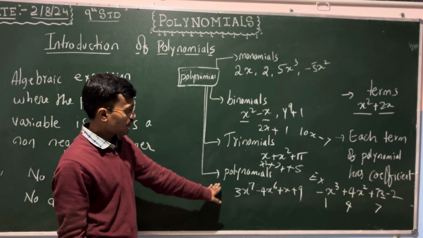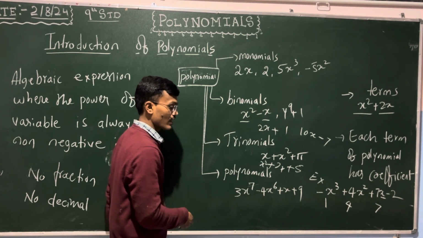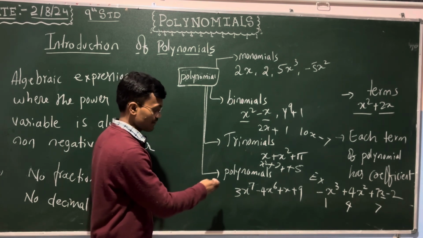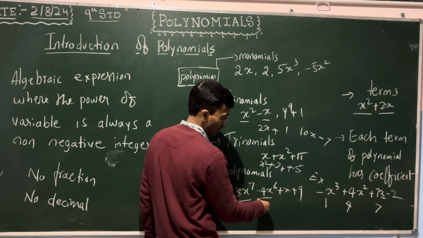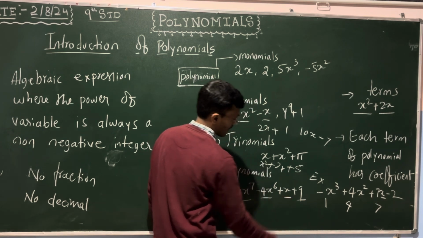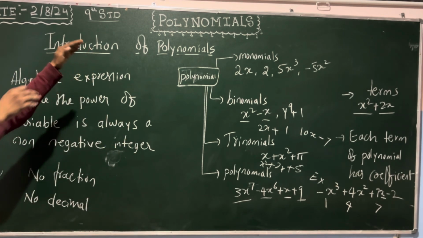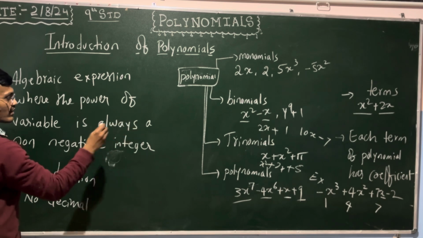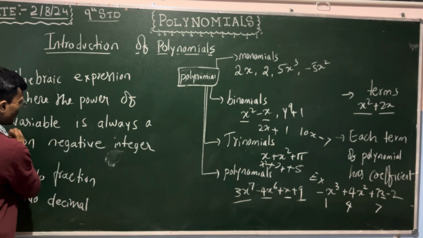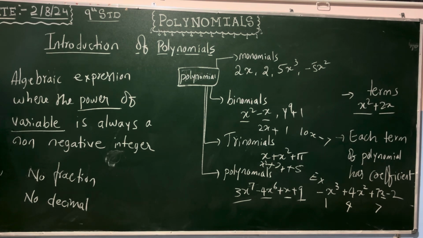The fourth one is called polynomial. In a polynomial, more than 3 terms are present, for example 3x raised to 7, 4x raised to 6, x and 9. This is called a polynomial. In a polynomial, there are some conditions. The variable consists of a power, and this power is always non-negative.